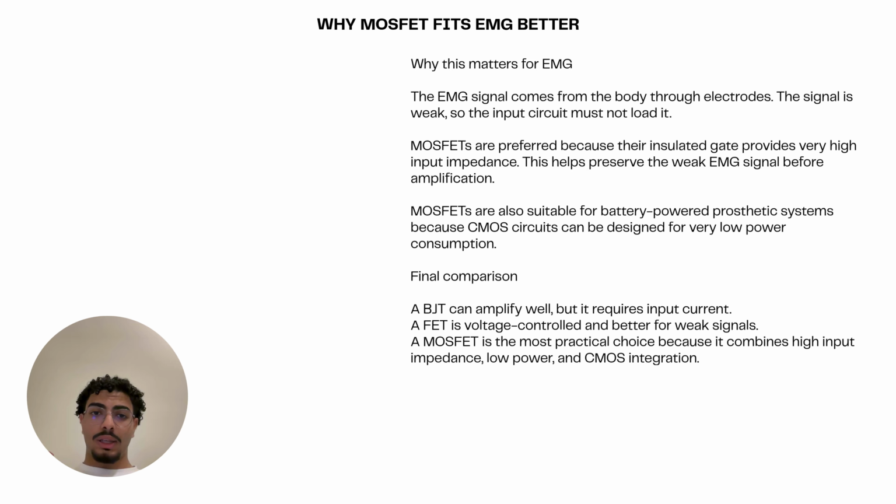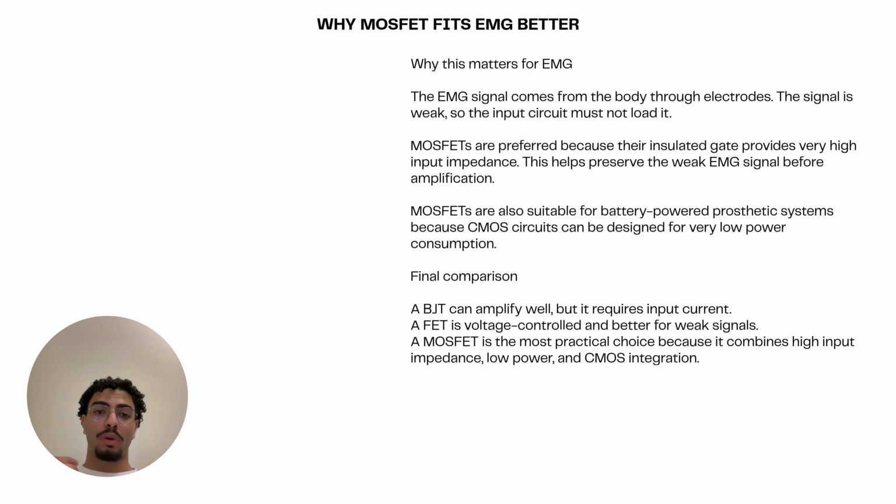A BJT can provide good amplification, but it requires base current. This is less ideal for weak biomedical signals because the input stage may load the electrode signal. A FET is better because it's voltage controlled and has a high input impedance. However, the MOSFET is the most practical choice because it combines voltage control, extremely small gate current, very high input impedance, low power consumption, and excellent integration in CMOS circuits.